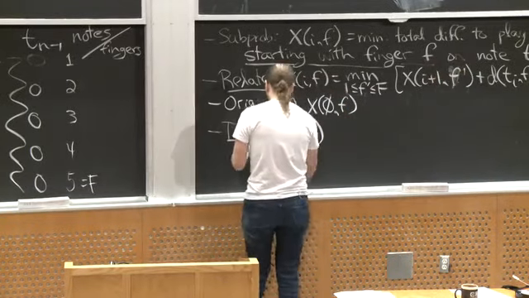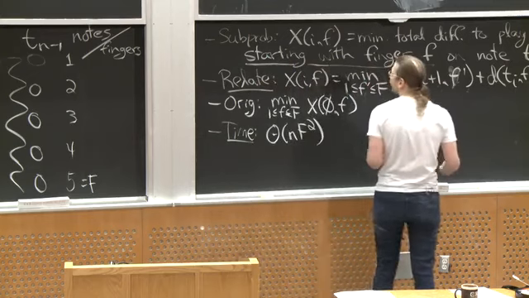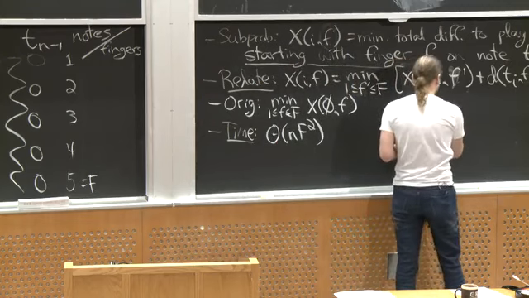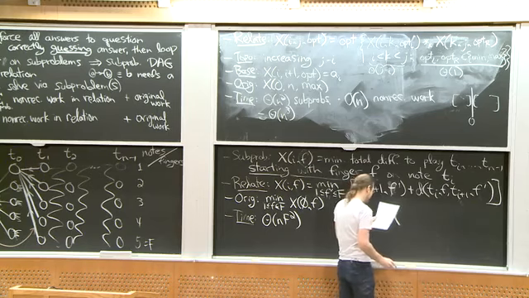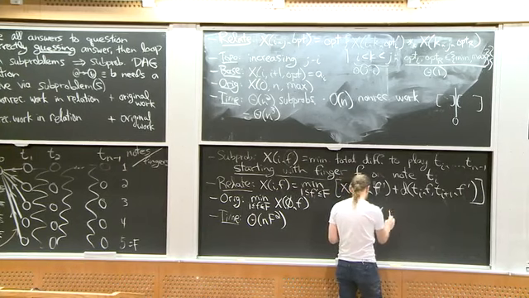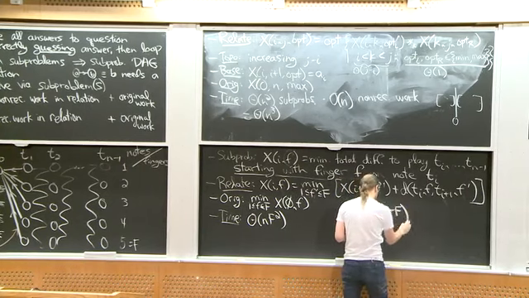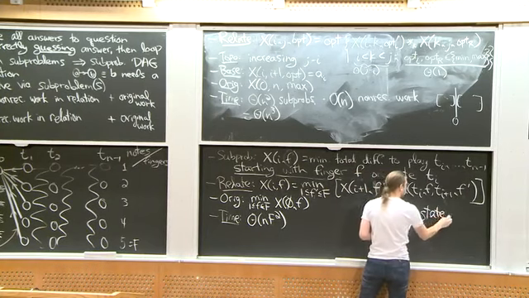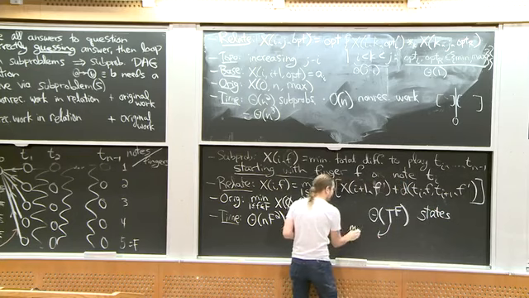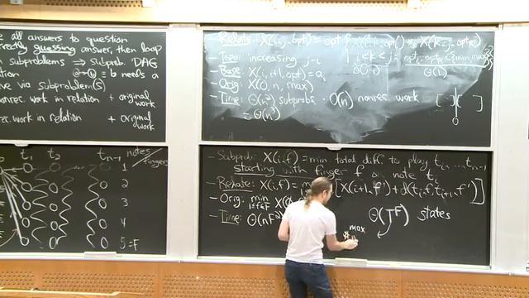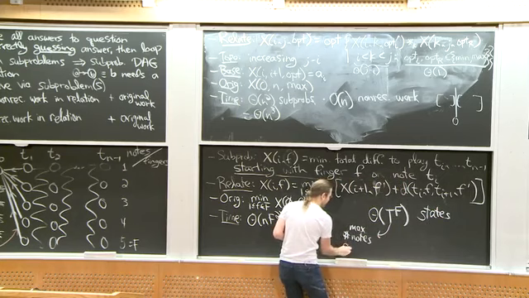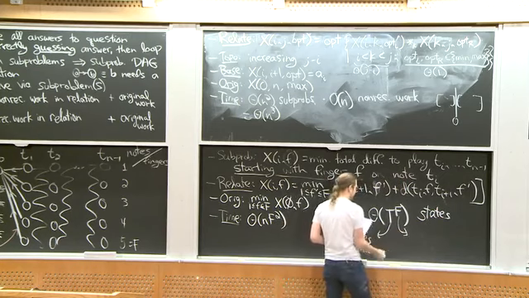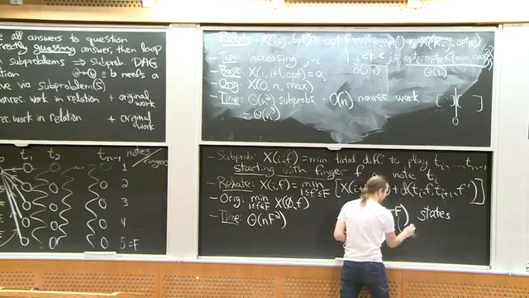OK, jumping ahead. So if you do multiple notes at a time, instead of this finger choice, which just had f choices, we have, what do I write here? T to the f possible states, where t is the maximum number of notes that I could play at once. And usually this is at most f, 1 per finger, but we could generalize. And this is the number of fingers.